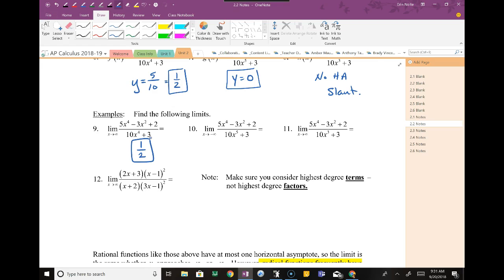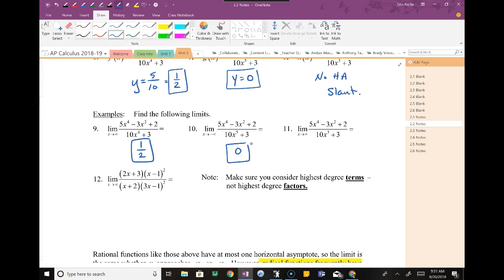Okay, number 10. Do I have a horizontal asymptote? Yes. It is bigger on the bottom. The horizontal asymptote is at 0. So what is my limit as x approaches negative infinity? 0. All right, guys. Come on. We're almost done.